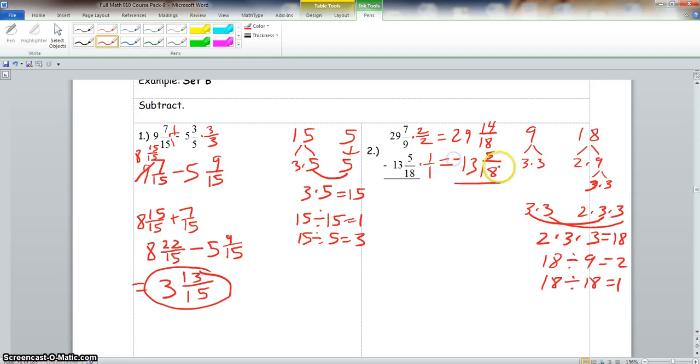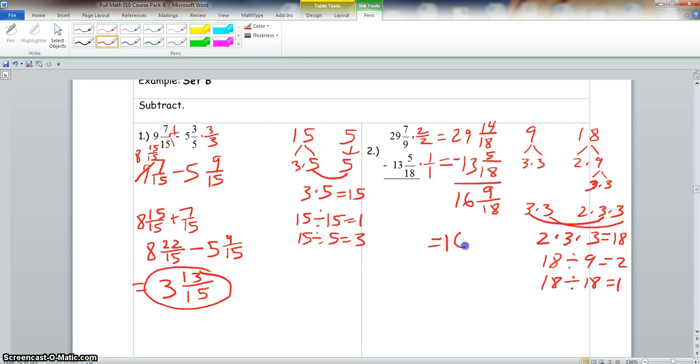And we bring over our subtraction sign. 14 minus 5 is 9 over 18. 29 minus 13 is 16. Now we know we're not done because 9 and 18 still have some common factors.